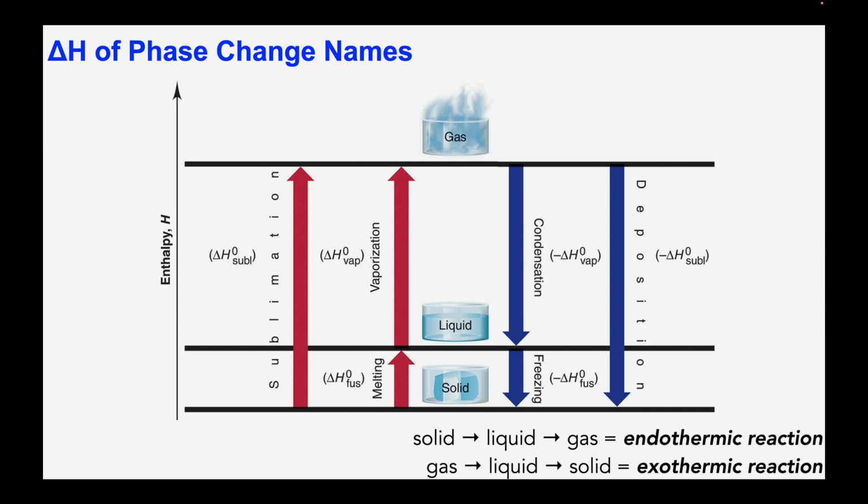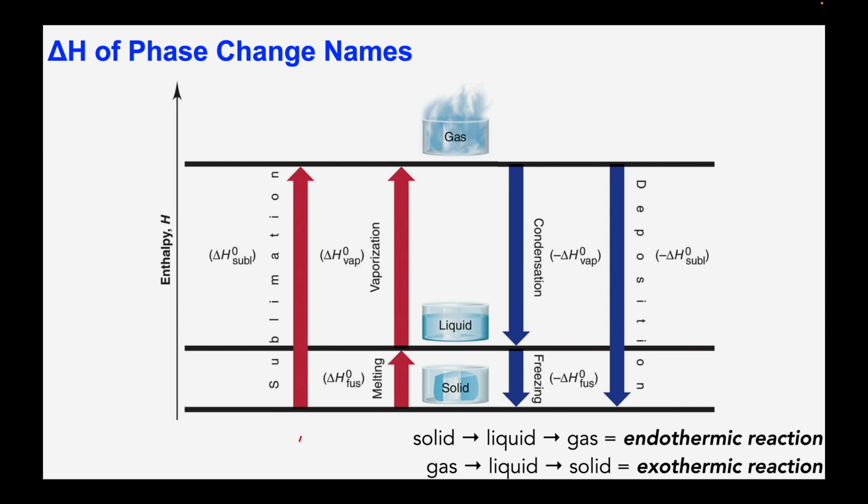Sometimes you'll see pictures like this, and enthalpy, H, is on the left-hand side. So that's the Y energy axis. And they can be kind of confusing, but here's the general idea. Anytime you go from a solid to a liquid to a gas, or if you go directly from a solid to a gas, endothermic. It's going to be a positive energy value. You're going to need to put energy in.